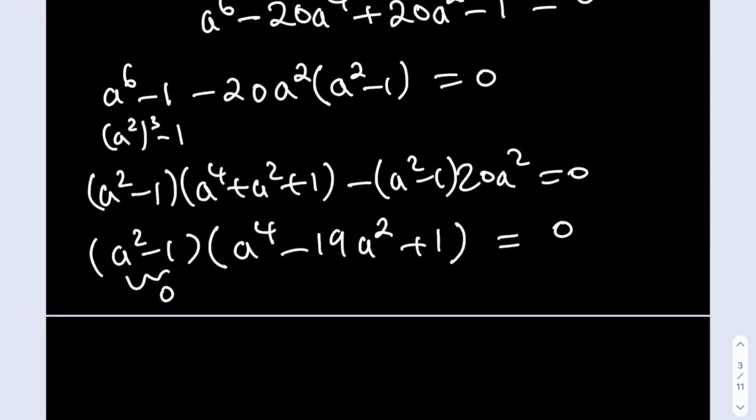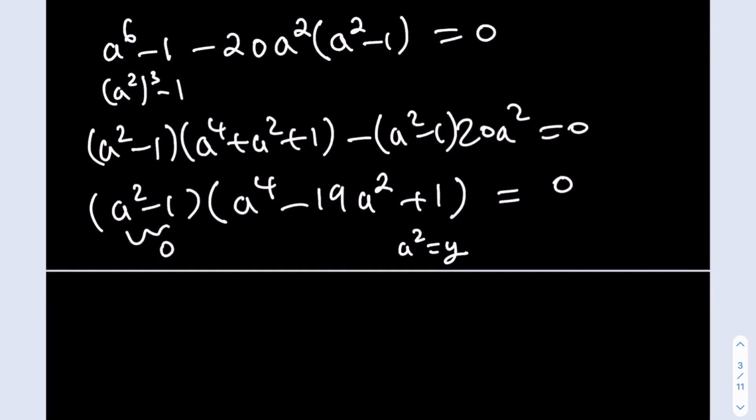Obviously, the second equation is also solvable, because if you say A squared equals Y, then this is a quadratic, and you can use the quadratic formula. It has a positive discriminant, and so on and so forth. So it's perfectly solvable. I'm going to focus on the integer solutions. A is either 1 or negative 1.